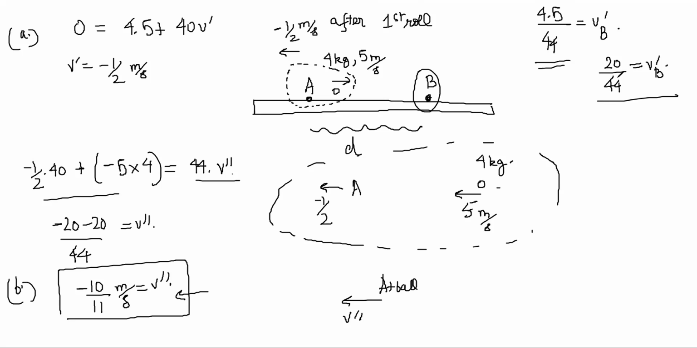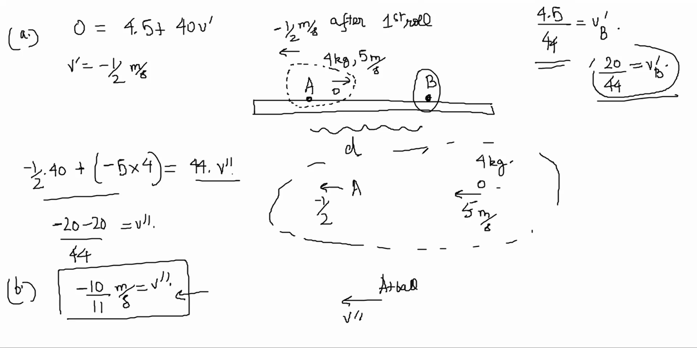It's just conservation of momentum only. 4 into 5 plus 0 is equal to 44 into V dash, right? So V dash is 20 by 44, after he catches it first.